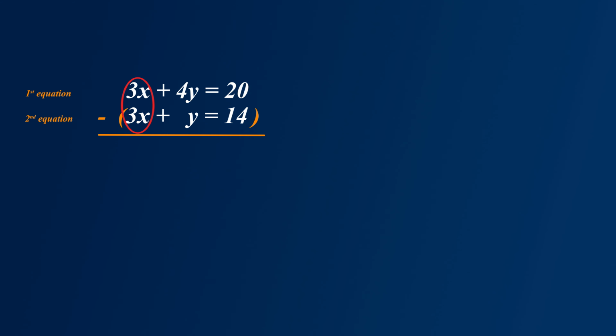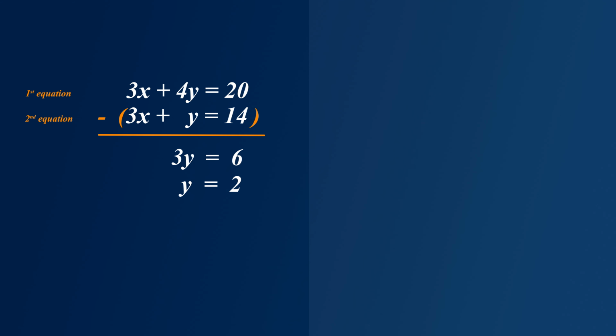3x minus 3x is 0. 4y minus y is 3y. 20 minus 14 is 6. The new equation is 3y equals 6. If we divide by 3, y equals 2.